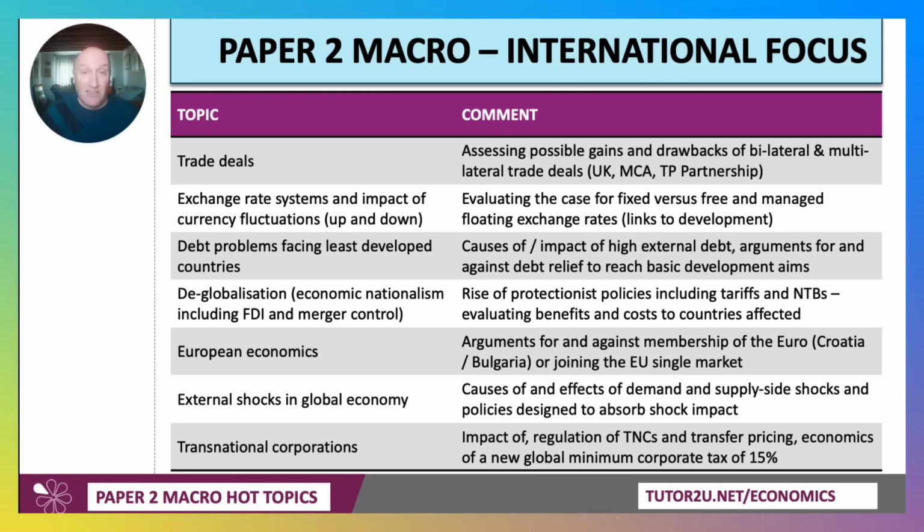Paper 2, again, international. So lots and lots of international global economics. What's happening with trade? You know the theory of trade and the theory of protectionism, but assessing perhaps some of the possible gains and drawbacks of trade deals. UK and Australia, for example, or UK and Japan, or multilateral trade deals. USMCA, Mexico, Canada, and USA. So that's quite a big deal. That USMCA, of course, replaced NAFTA. The Trans-Pacific Partnership, which the UK is scheduled to join this summer.